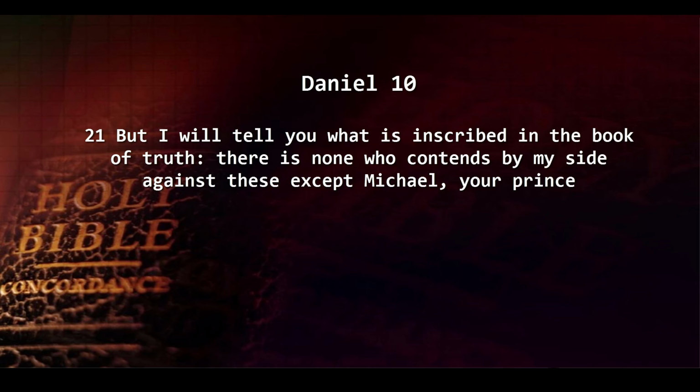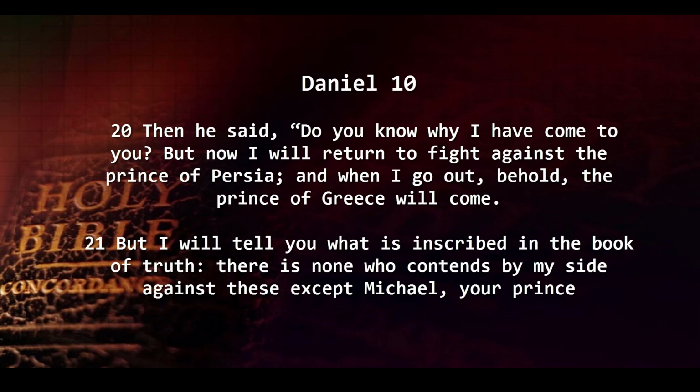Now those statements about Christ disarming principalities make sense, right? Now watch here, Daniel 10:20-21. Then he said, you know why I've come to you? But now I'll return to fight. The angel is going to return to fight against the prince of Persia. And when I go out, behold, the prince of Greece will come. Did you catch it? When he fights the prince of Persia, then the prince of Greece will come.